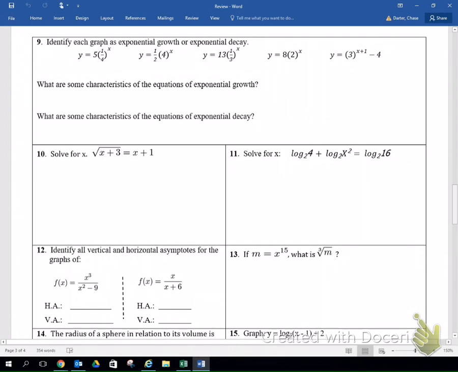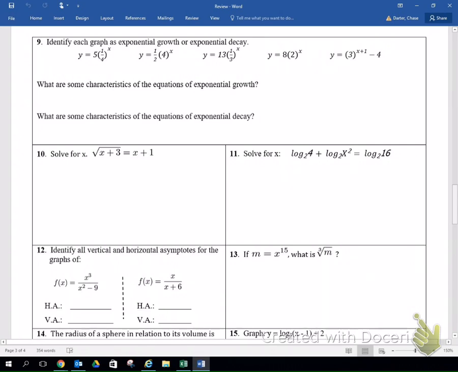So here on number 12, it asks us to identify all vertical and horizontal asymptotes for the graphs of x cubed over x squared minus 9. Horizontal asymptotes, if you recall, are the rules that pertain to the degree of the numerator and the degree of the denominator. So hopefully we have those written down somewhere.